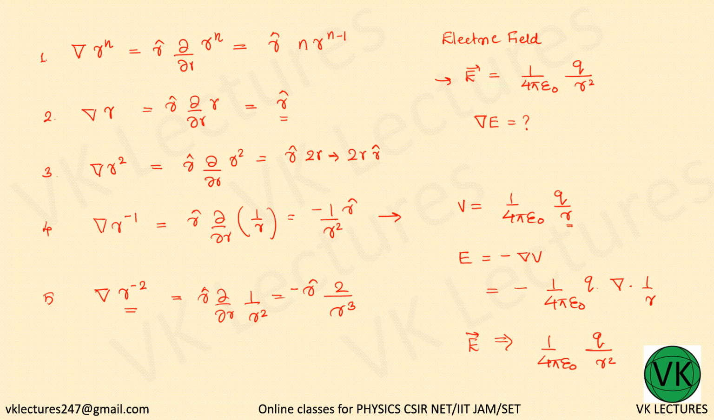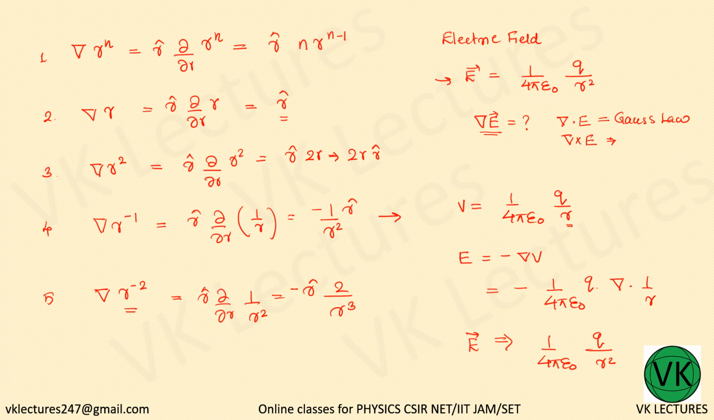Please kindly note that we cannot find the gradient of the electric field, because the electric field is a vector quantity. So we can only find the divergence or curl of the electric field. Either we have to find del dot E, which is the Gauss law in divergent form, or del cross E. These are the two things that we can find.